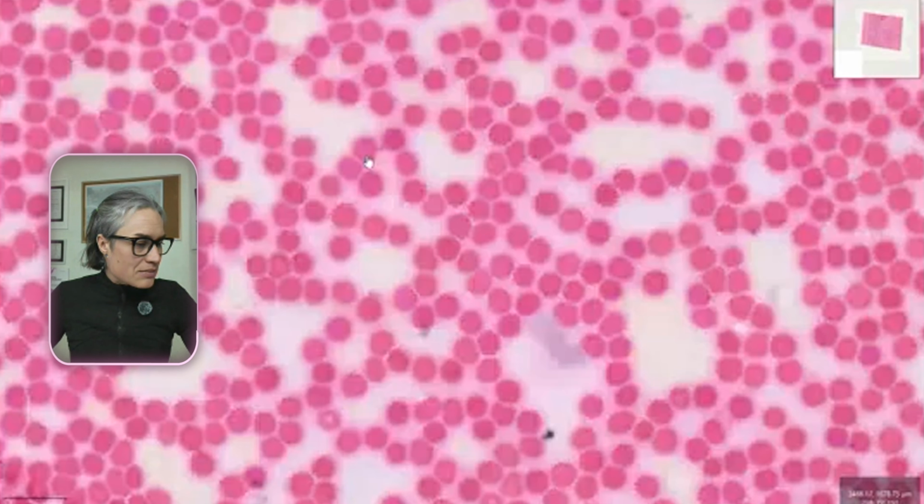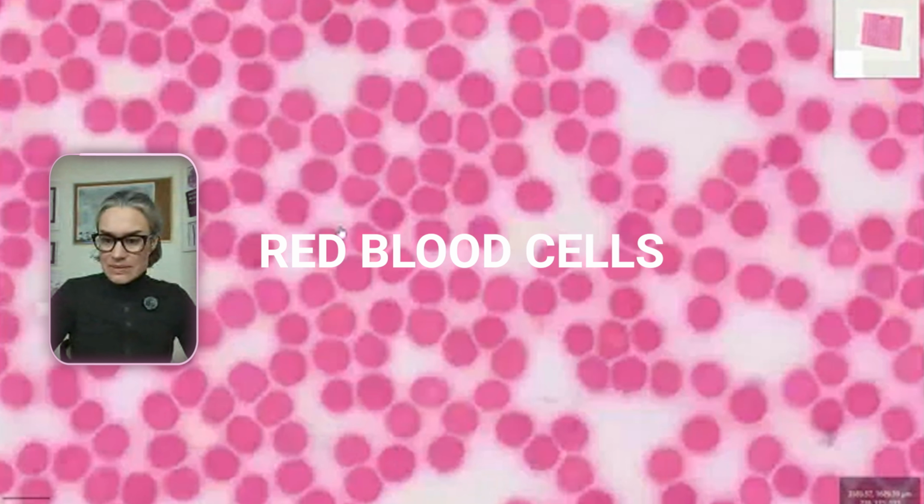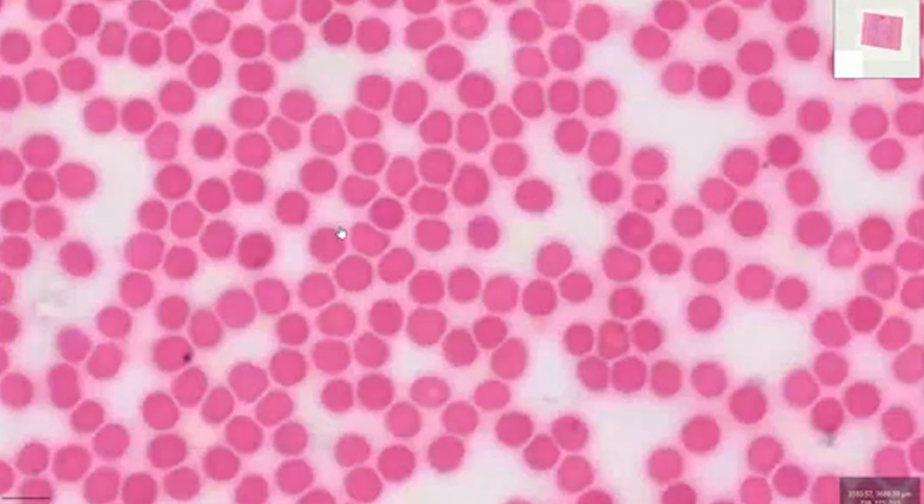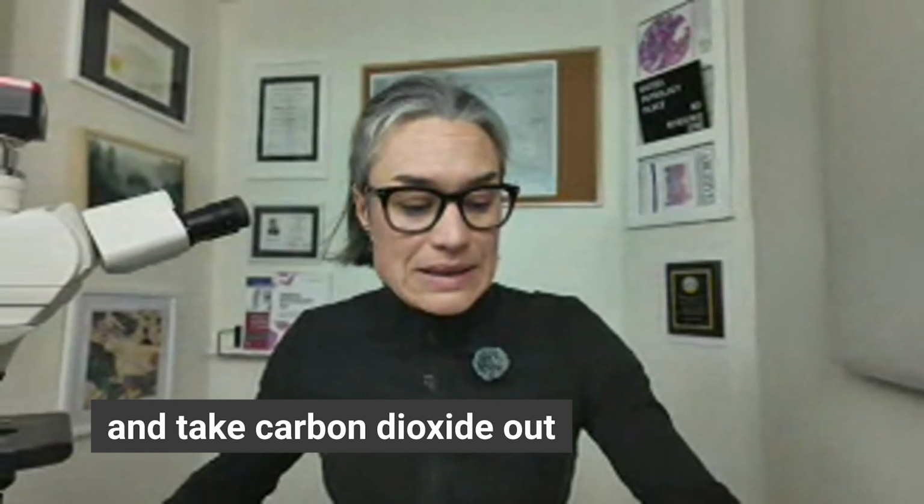Obviously the red ones. These are red blood cells. Also in this particular stain, they are red, so it fits. All these friends are our red blood cells. This is the majority of what's in the blood, because the function of the blood is to carry oxygen, and the function of these cells is to carry oxygen and take the carbon dioxide out.